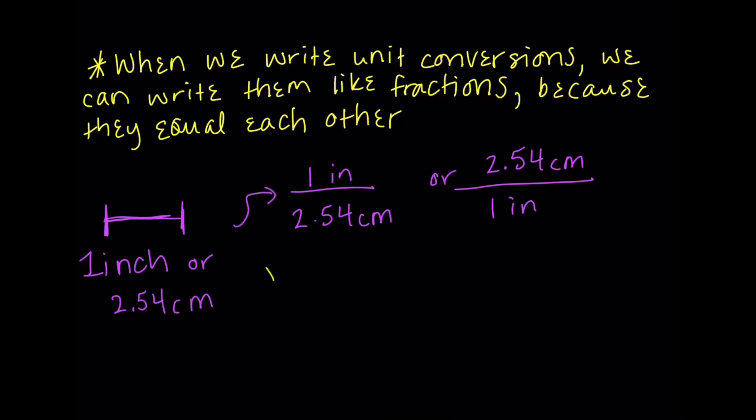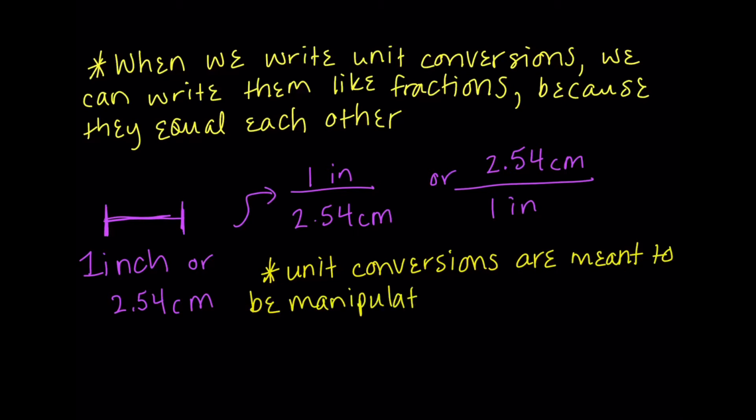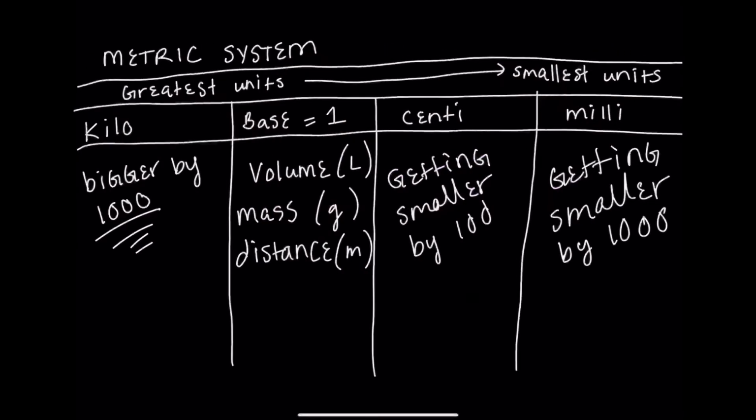So I know that I have an amount of distance and I could call it 1 inch, or I could call it 2.54 centimeters. It doesn't matter because it's the same distance, it's the same amount of length between 2 points. But unit conversions are meant to be manipulated or flipped around.